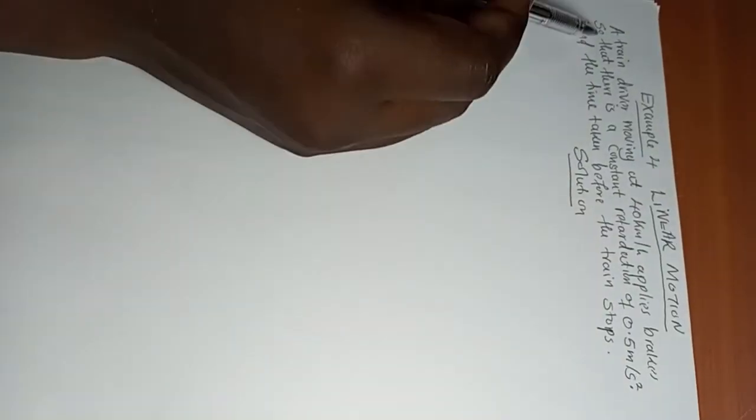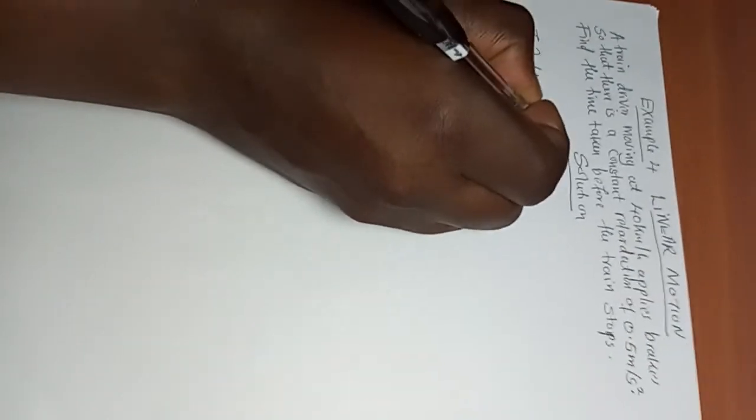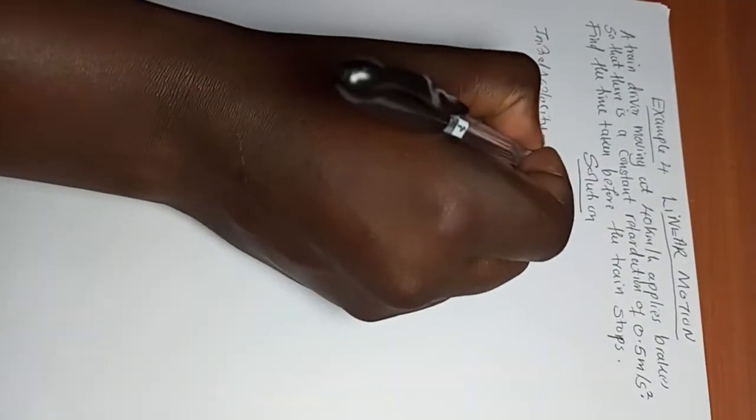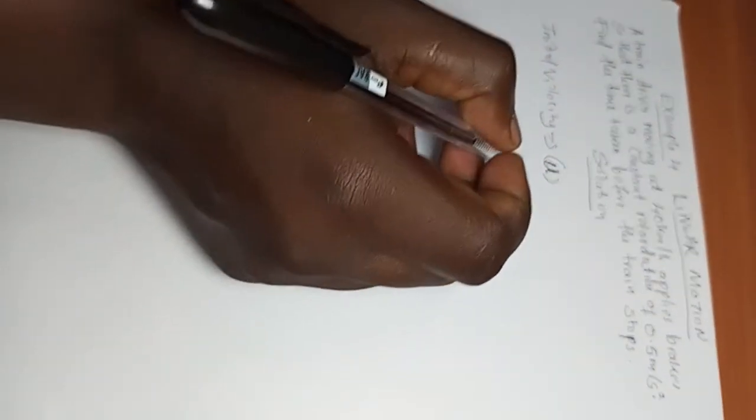So solution. We are told that a train driver was initially moving at 40 kilometers per hour. So this 40 kilometers per hour is going to be our initial velocity. And initial velocity, in the previous videos I told you, is normally abbreviated as small u, and then we also have the final velocity.